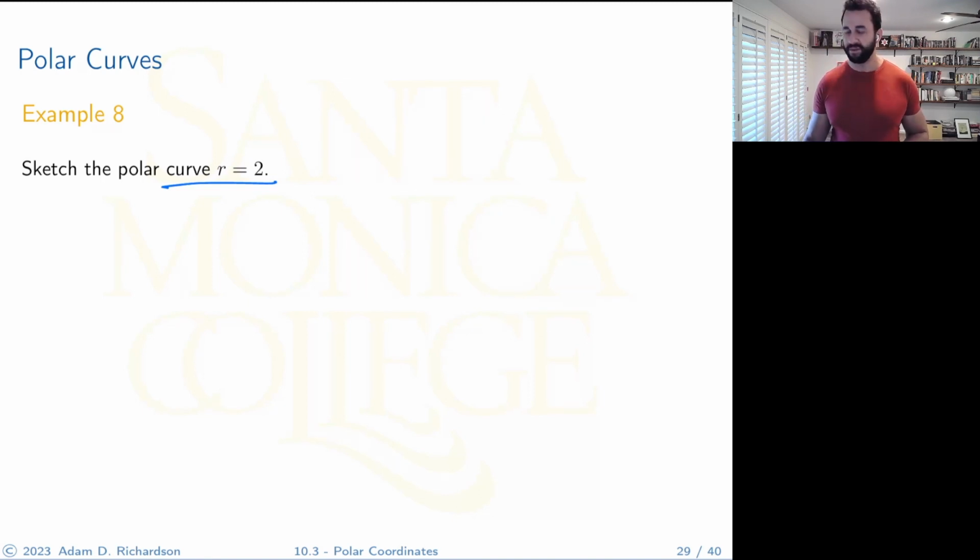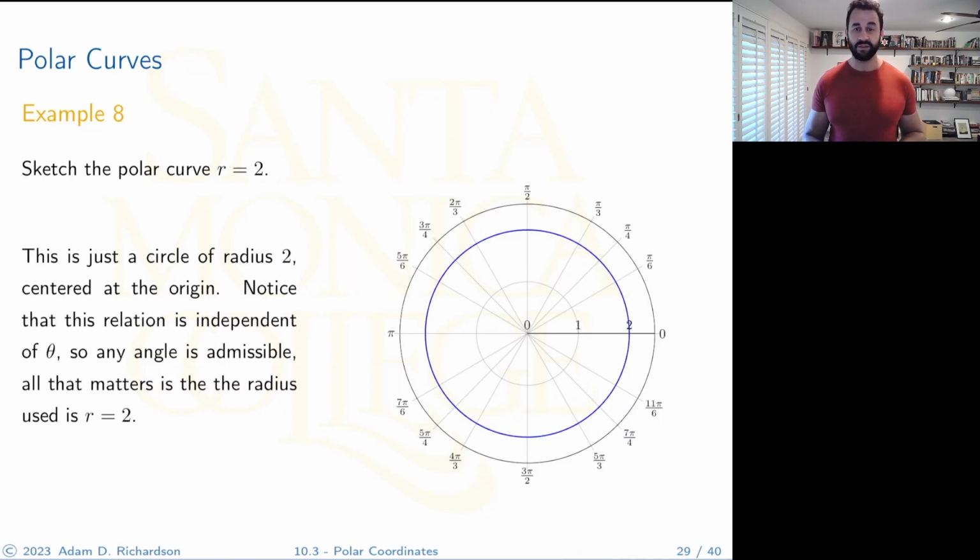Okay, this one's a fun one because if you look at the equation, all it's saying is that the radius is 2. That's it. It's not specifying anything about the angle. So the angle is a, quote, free variable, right? The angle can be anything you want. All that matters is that the radius is 2. So very succinctly, this describes a circle of radius 2. That's how you describe a circle of radius 2 in polar coordinates.